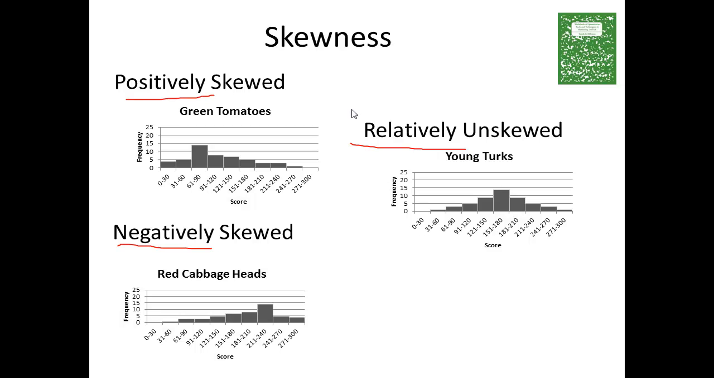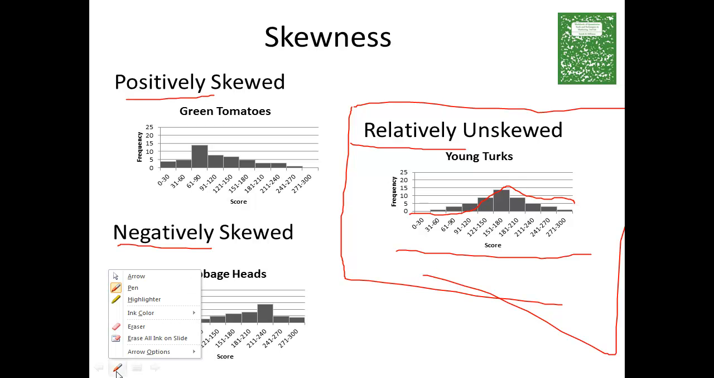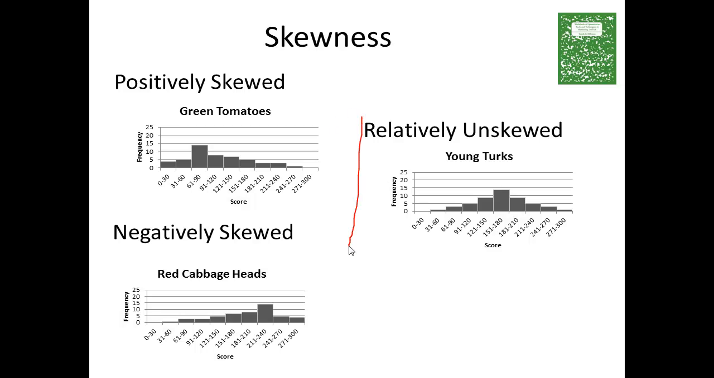Let's look at the relatively unskewed one first. What that means is that we have a curve, kind of looks like a normal curve. It's just beautifully bell-shaped with no real skewness. So, what we have here is the Young Turks.